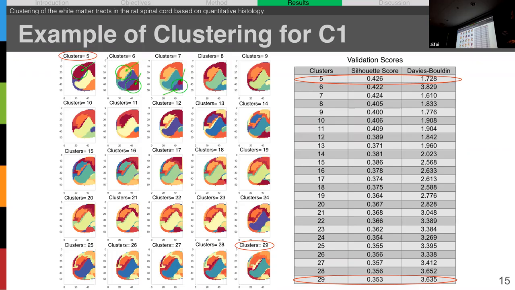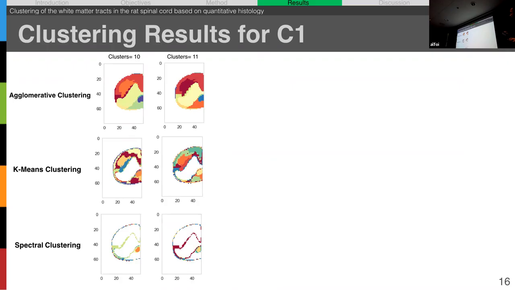For the Davies-Bouldin, it's the same thing. We want to be closer to zero for the Davies-Bouldin. You'll see that it's a lot smaller at five and a lot higher at 29. These are the things that we're investigating when looking at the validation scores plus the evolution of the clusters.